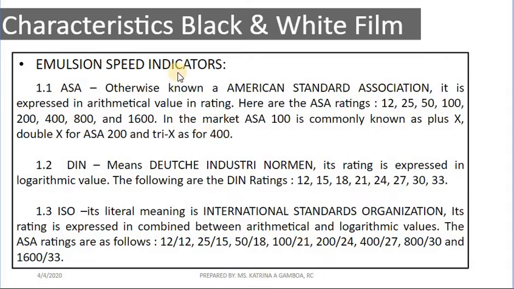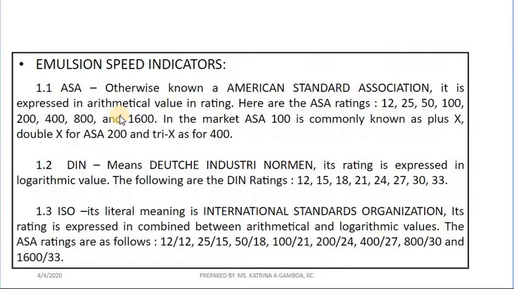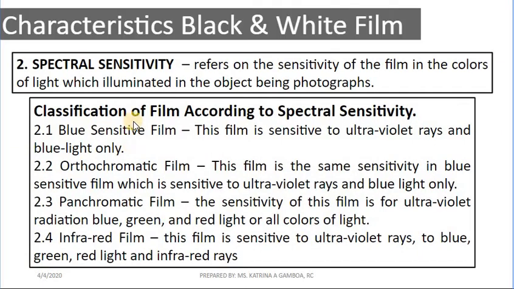That is ISO. Again, these are just the speed indicators or paano mo malalaman gaano kabilis or gaano kabagal yung film na yan kapag nagre-react siya sa mismong light. And then next one, okay na tayo kay emulsion speed. The next one is the spectral sensitivity. So what is spectral sensitivity? It refers to the sensitivity of the film to the colors of light which illuminate the object being photographed. So ano yung mga yan, ma'am? Ito na yung mas sensitive siya sa blue, mas sensitive siya sa red, mas sensitive siya sa violet, ganyan.